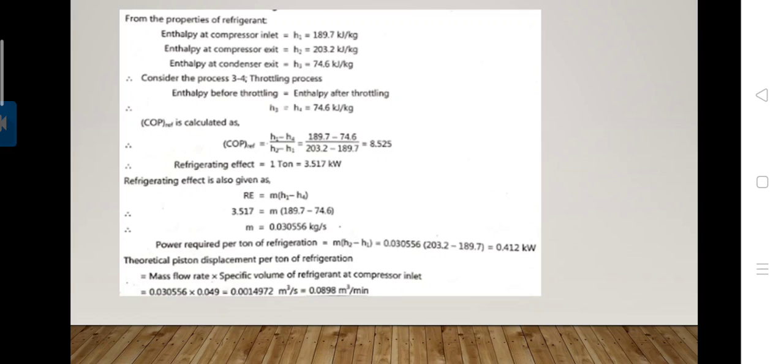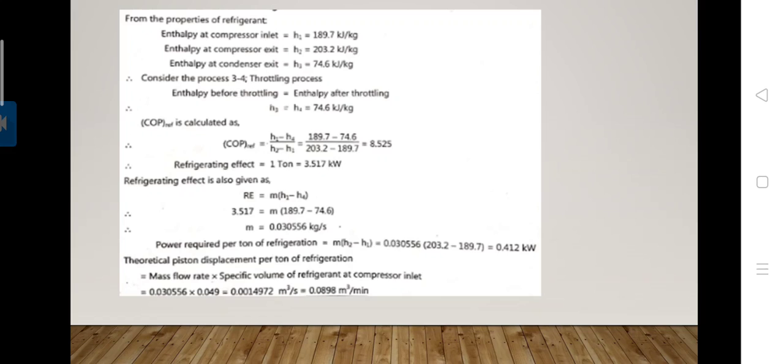Now we calculate the COP of the refrigerant, that is H1 minus H4 divided by H2 minus H1. By putting the values of H1, H2 and H4, we get the COP as 8.525. The refrigerating effect for 1 ton is 3.517 kilowatt.